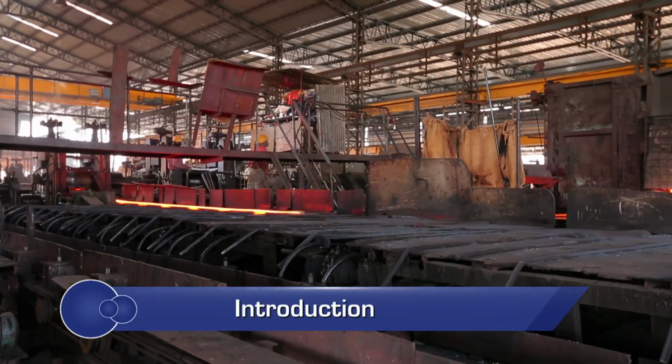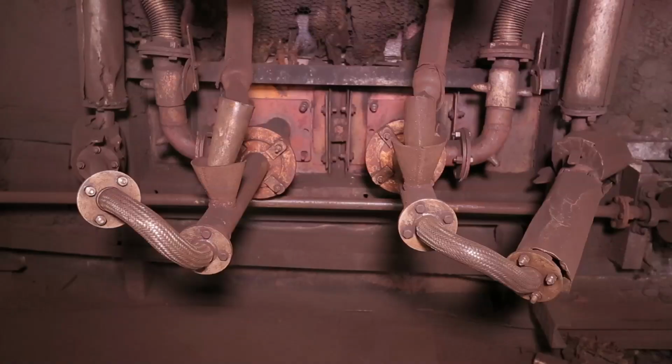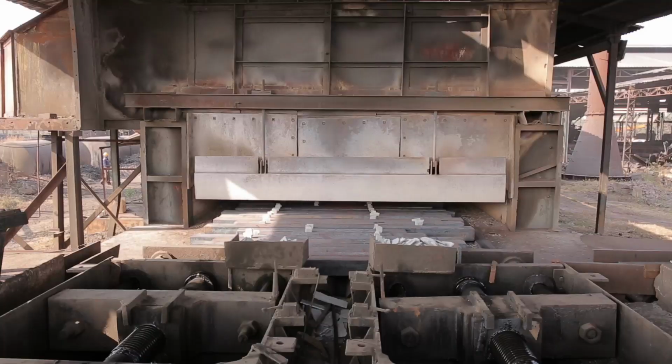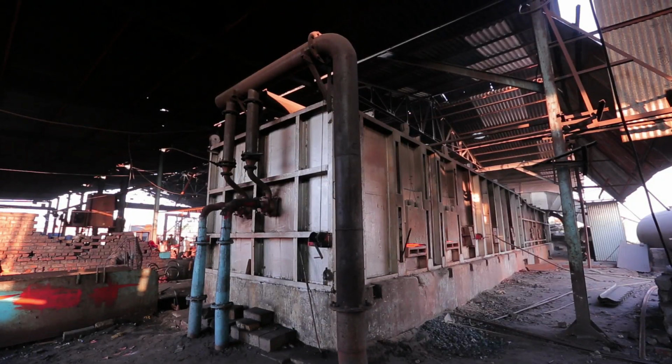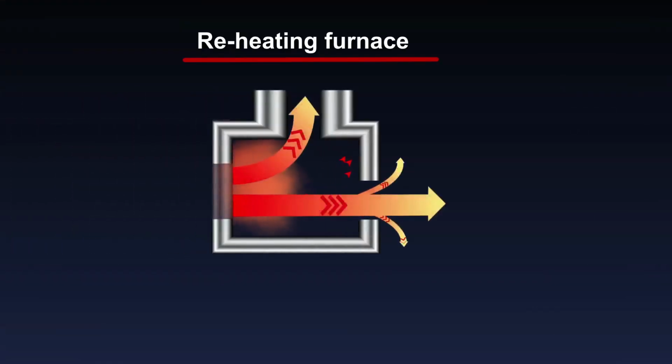Most of the steel re-rolling units use top-fired pusher-type reheating furnaces with solid, liquid or gaseous fuel. In a typical furnace, only 30 to 40% of the total heat input is converted to useful heat. The rest of the energy is lost through different areas and forms.